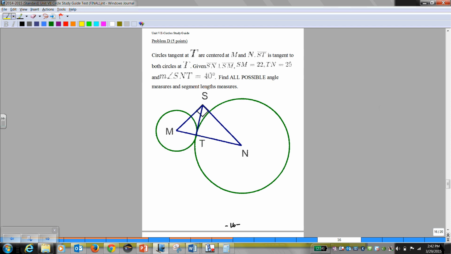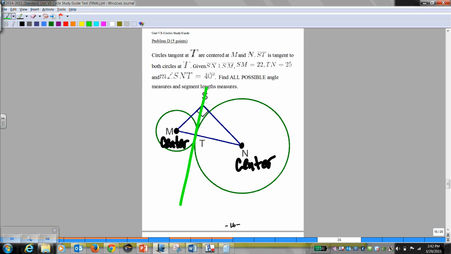It says, in the circles below, tangent at T. The circles are tangent at T, and they're centered at M and N. So both M and N are circle centers, two different circles. It's important you keep that in mind. And ST is tangent to both circles. So we're going to trace and extend ST.